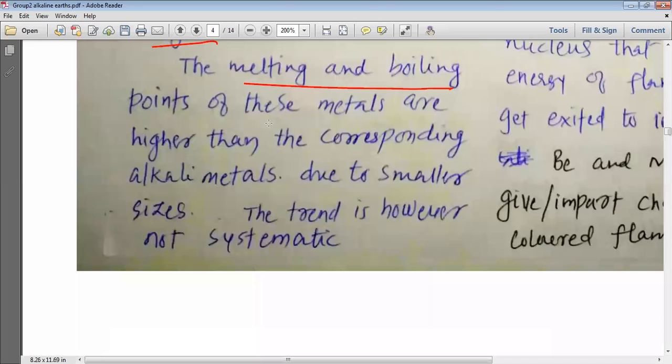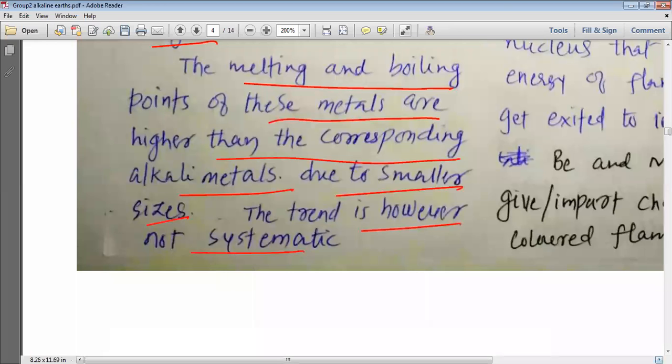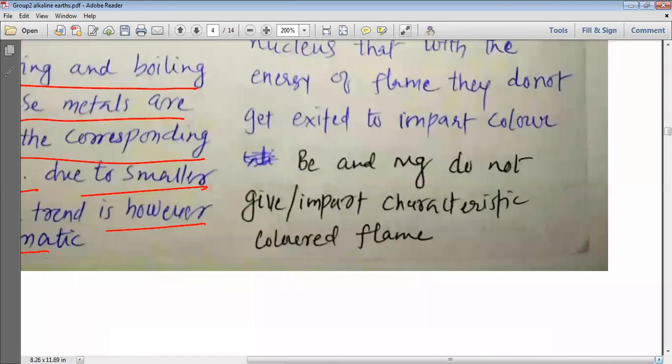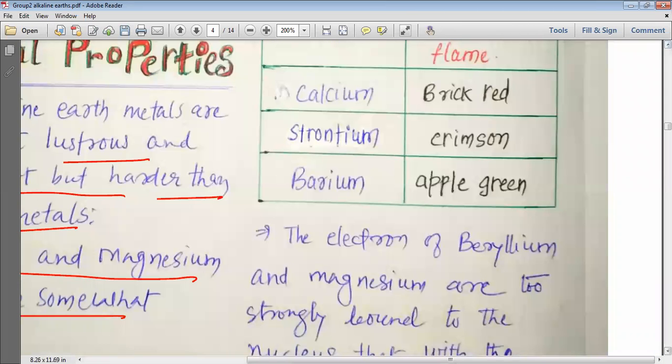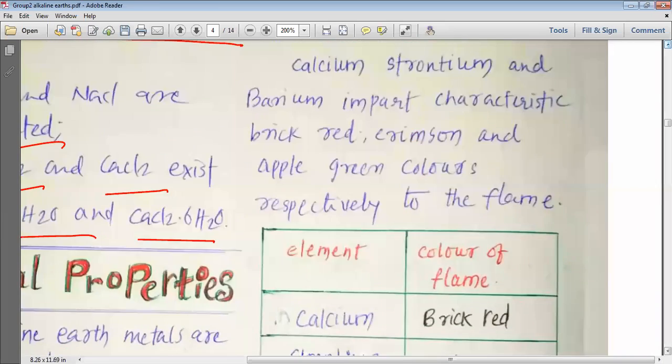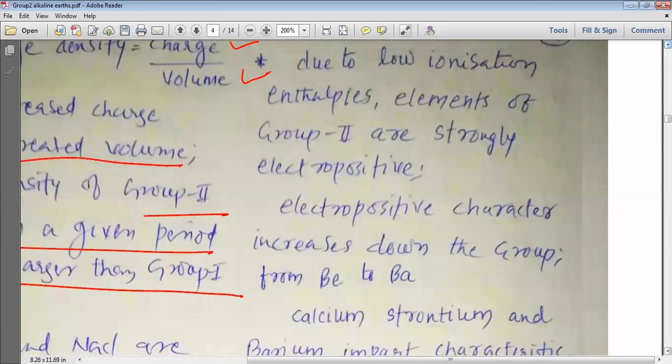Melting and boiling points of these metals are higher than the corresponding alkali metals due to the smaller size. The trend is, however, not systematic. So you can see some variations, but overall we can say that the melting and boiling points are comparatively higher as compared to the alkali metals, my dear students.